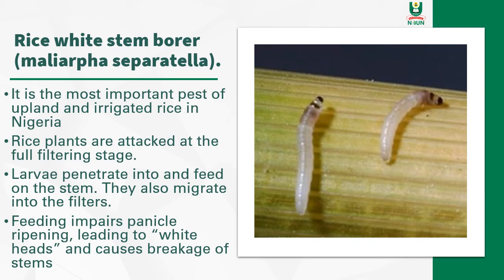The rice white stem borer is the next on the list. This one attacks rice. You can see it in the picture here. It's an important pest of irrigated rice. They attack this rice at the full tillering stage, so they penetrate and feed on the stem. When they feed on the stem, they migrate to the tillers of the plant. When they have fed on the stems and the stem is weak, the stem will break. That is how this larva destroys rice.